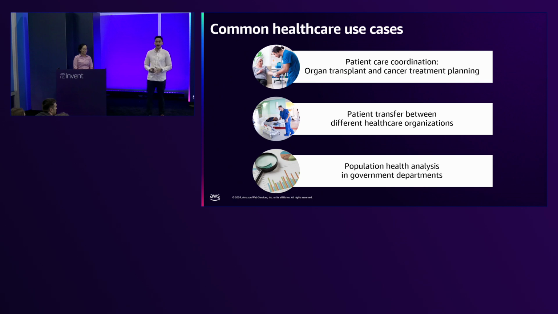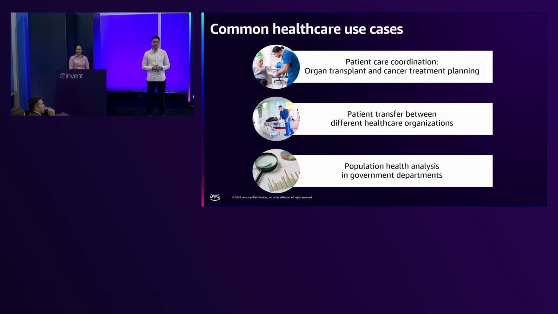So there's 3 common healthcare use cases that we'll be highlighting today. Again, this is a lightning talk. We only have 20 minutes. There's so many use cases, but these are the 3 we'll be focusing on in our presentation. First off, patient care coordination. This is, for example, an organ transplant and cancer treatment planning. If you think about a situation where you need a plan for a patient for their organ transplant or their cancer treatment, you have to be able to extract that information that is in that multimodal contextual data.